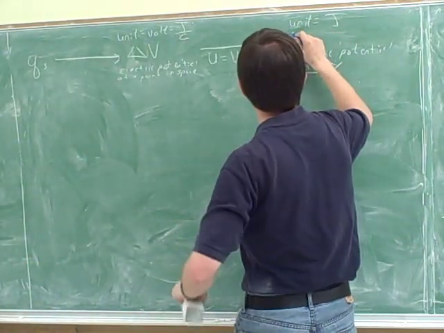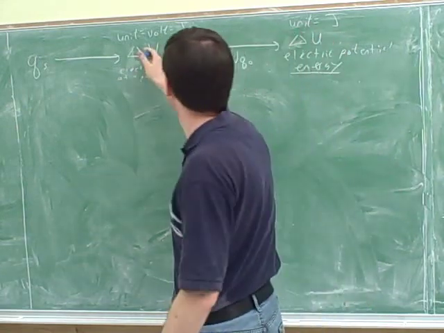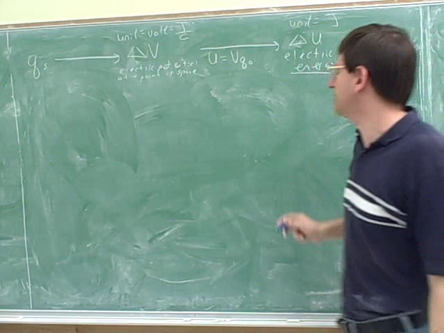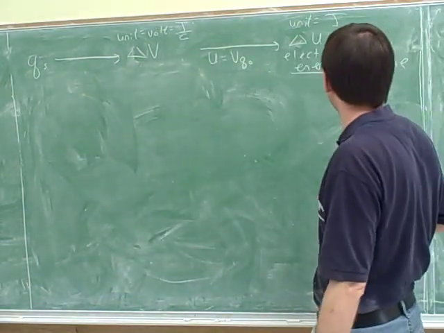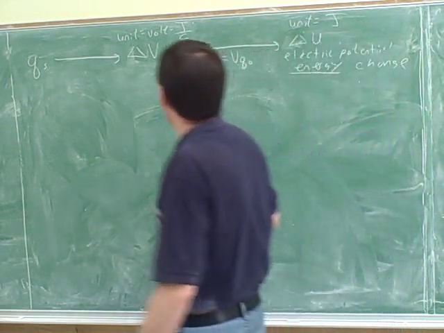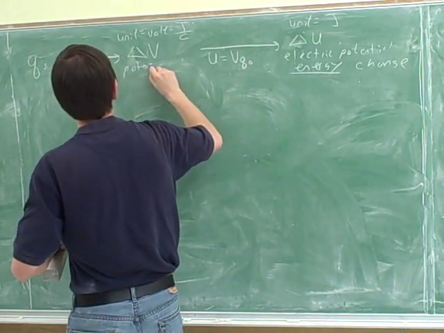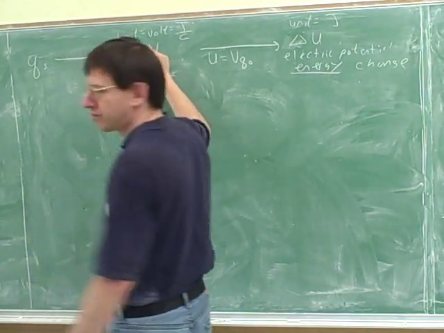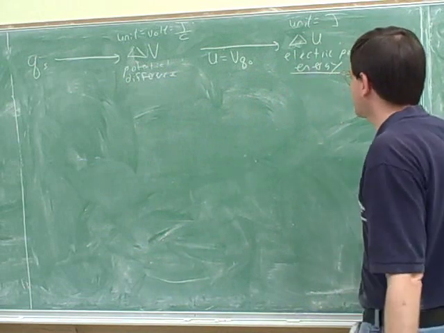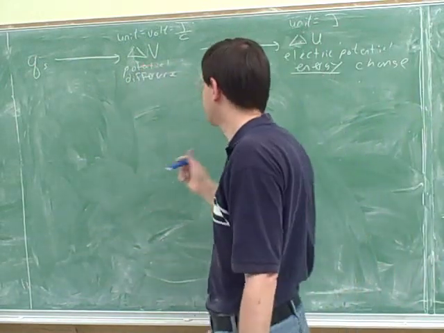And you can see this is the bottom half of that same page of the handout. How do we relate potential, delta V and delta U? Now this would be called the change in energy. And now this would be called the electric potential difference, for obvious reasons. Sometimes this is called the voltage as well.